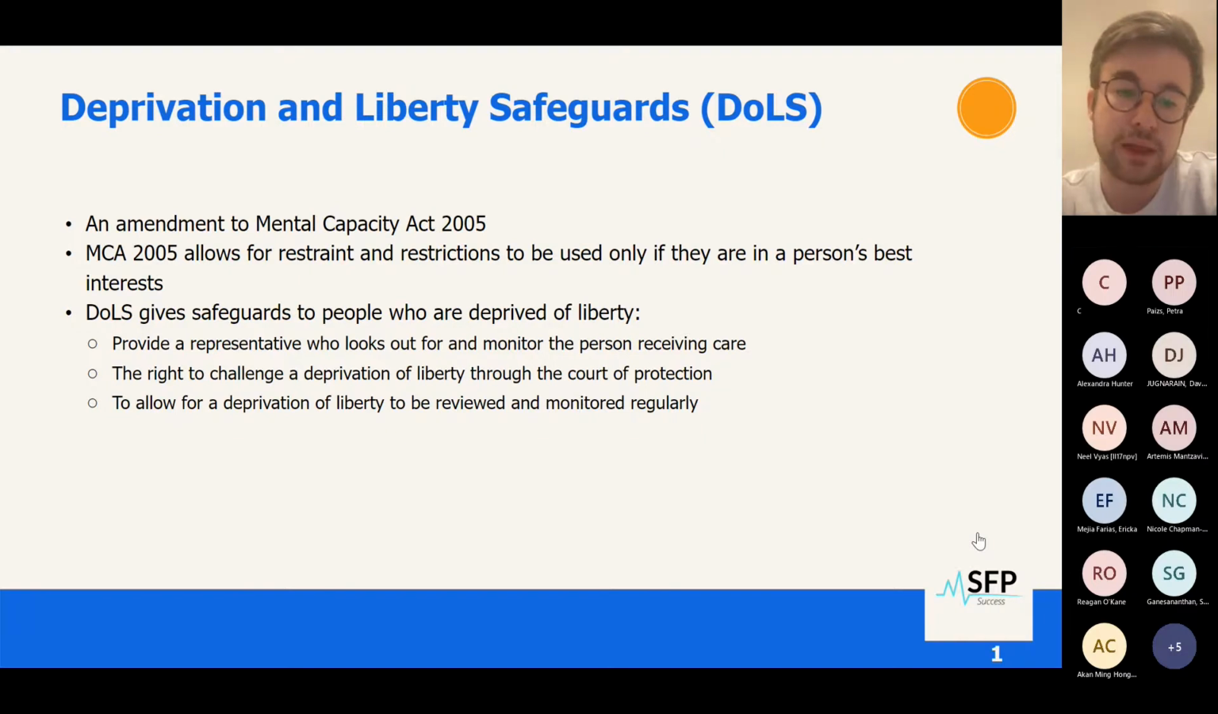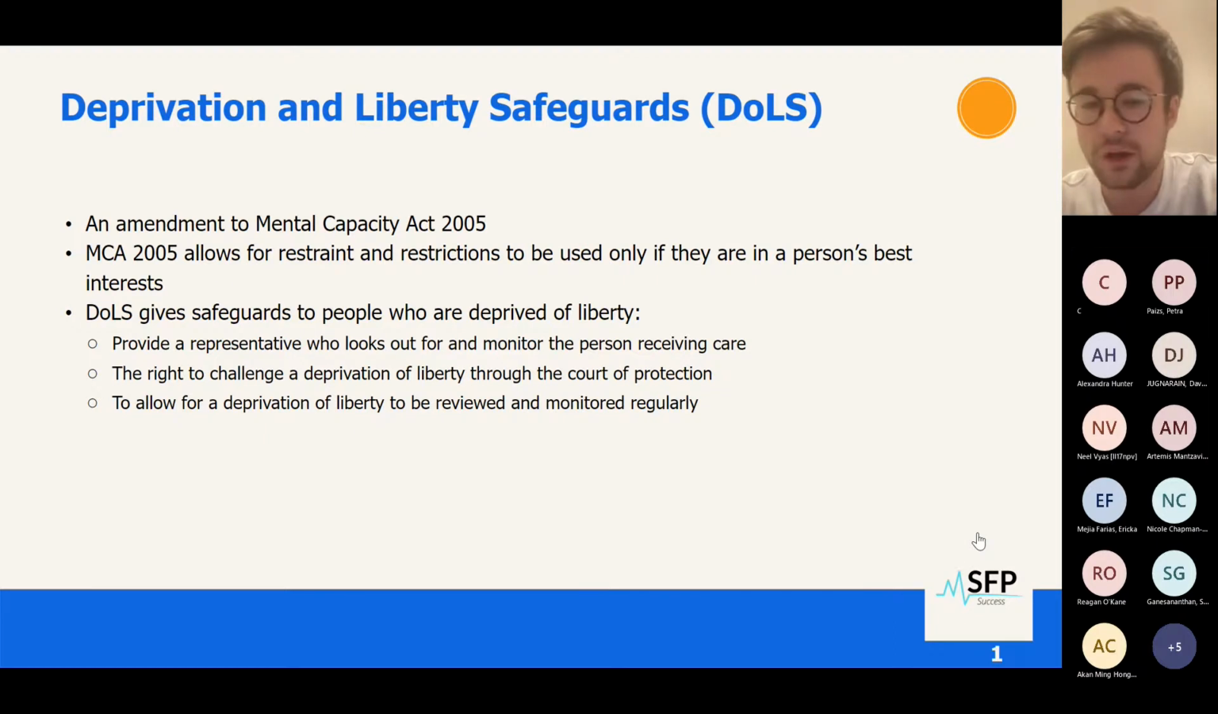And it also means that this deprivation has to be reviewed regularly. And it's worth noting that this is slightly different than when you're sectioning someone under the Mental Health Act. So DOLS quite often is specifically around capacity decisions for specific decisions.